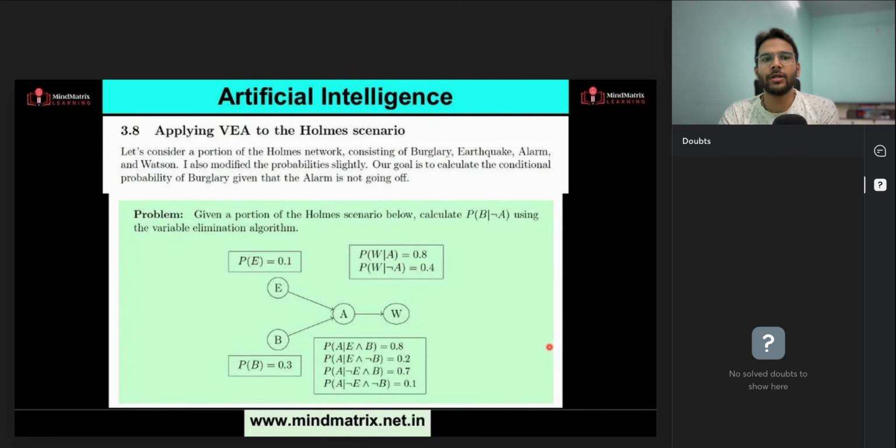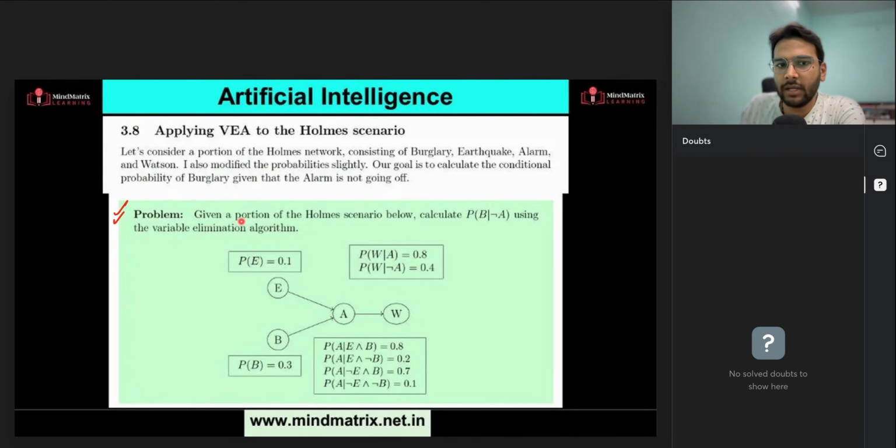So these are the operations that we have. Now we know what is variable elimination algorithm. Now we know what kind of operations we can perform on the factors, right? Now let's see the last complete example of applying variable elimination algorithm to this Holmes scenario. Okay, so let's say this is the Bayesian network given to you. Now carefully understand this.